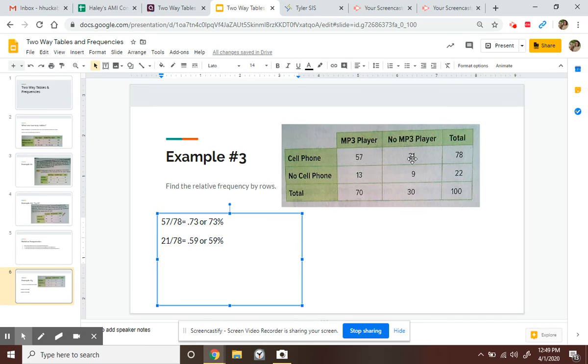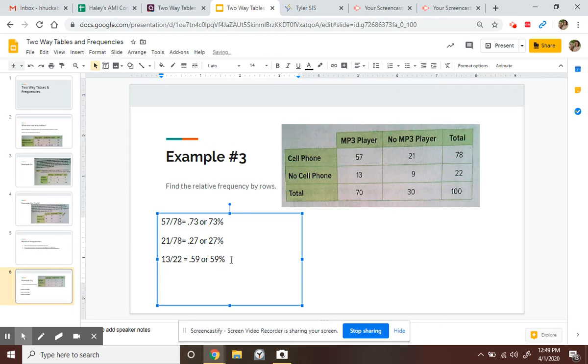Okay, I've done this row. Now I go do this row. So no cell phone, 13. My total for that row is 22. So 13 divided by 22. Oh, I messed these up. That one's 0.59, or 59%. I've done this video 5 times. I'm not redoing it because of that. The other one is 0.27 or 27%.